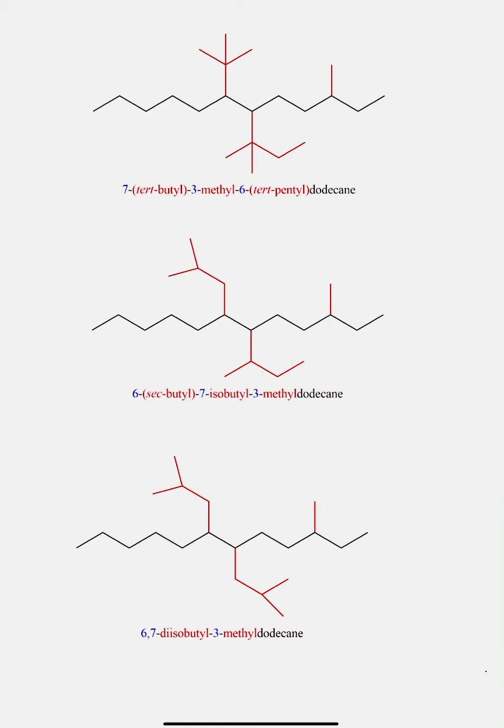Now here there are a bunch of compounds given whose names you need to write. Let me see. If you try to find what the longest chain is, it's obvious that it's this black line. You try finding any other path and it will have fewer carbons than this path. So let me see, how many carbons do I have? 1, 2, 3, 4, 5, 6, 7, 8, 9, 10, 11, and 12. That's dodecane.